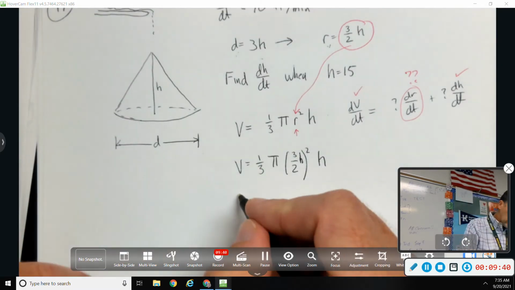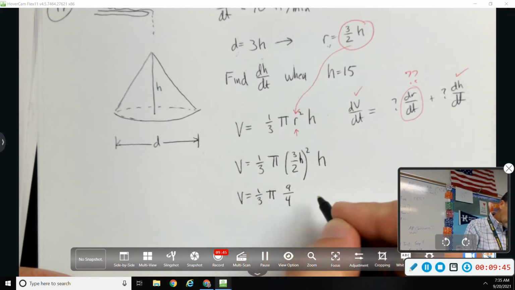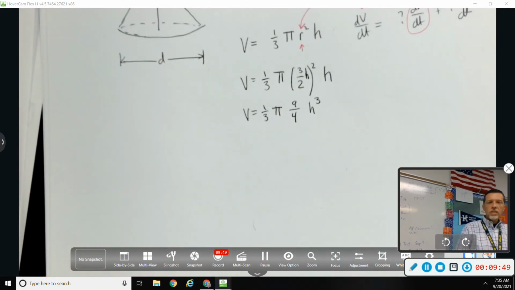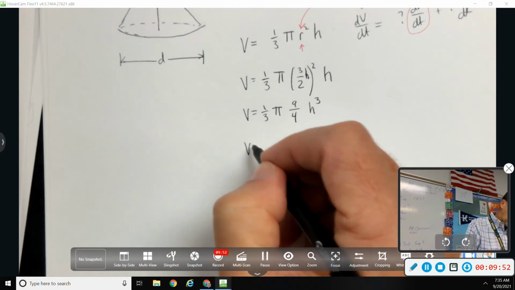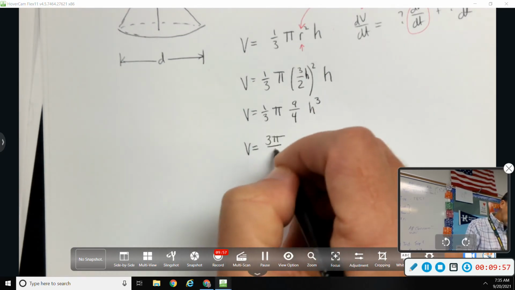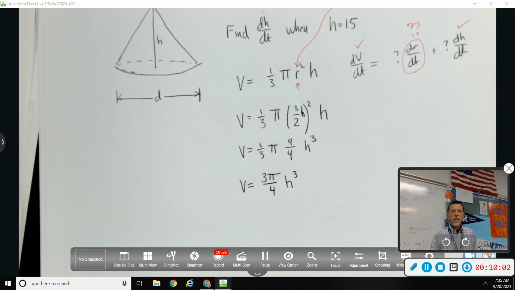Now I need to clean that up a little bit. 1/3 pi 9/4 h cubed. And then one more cleanup. 9/3 will reduce, so 3 pi over 4 h cubed. Okay with that so far? We still haven't really done any calculus. I mean, I guess the translating was calculus, but then all of this equation stuff is algebra.